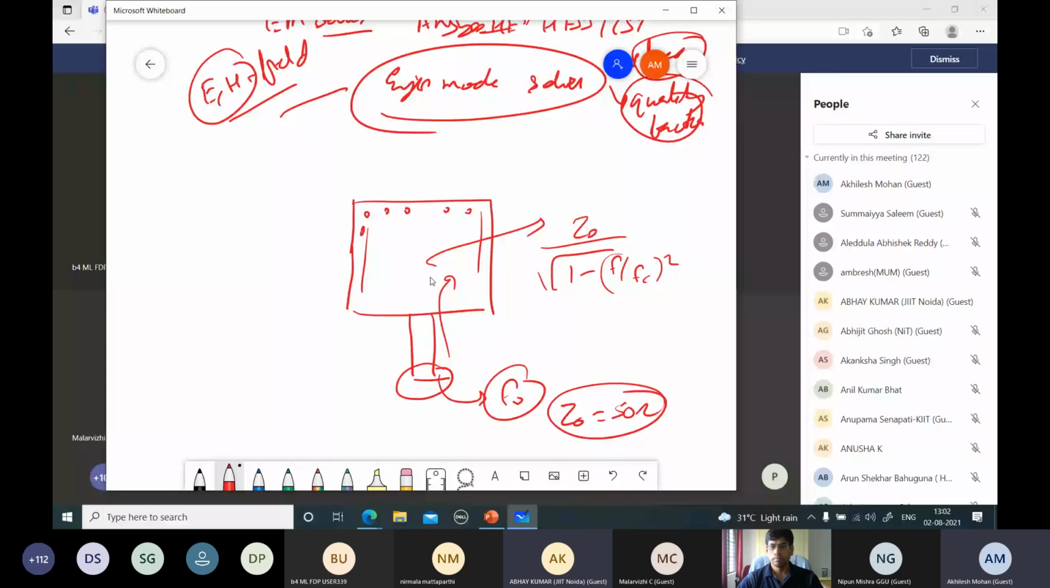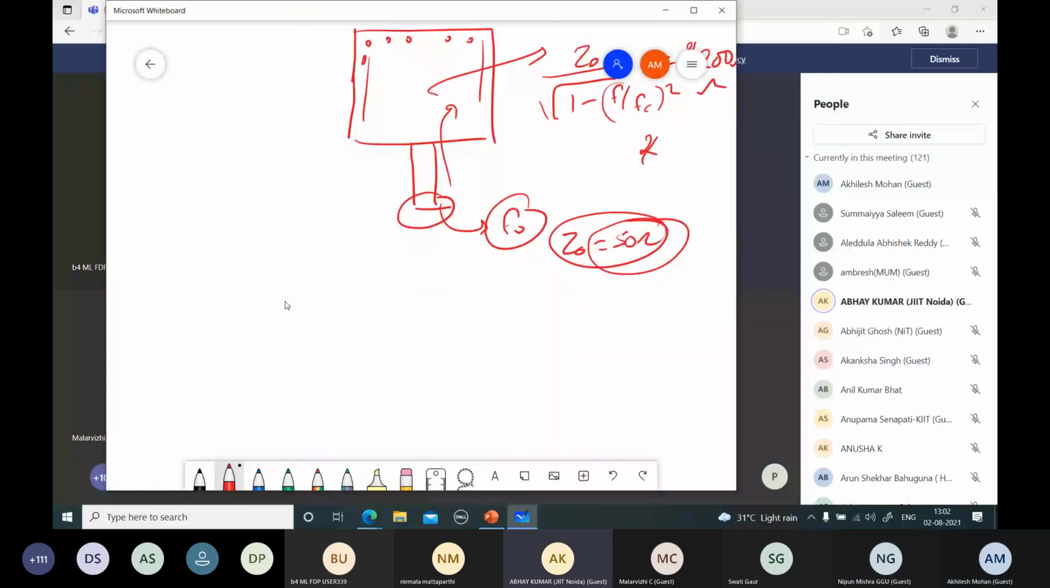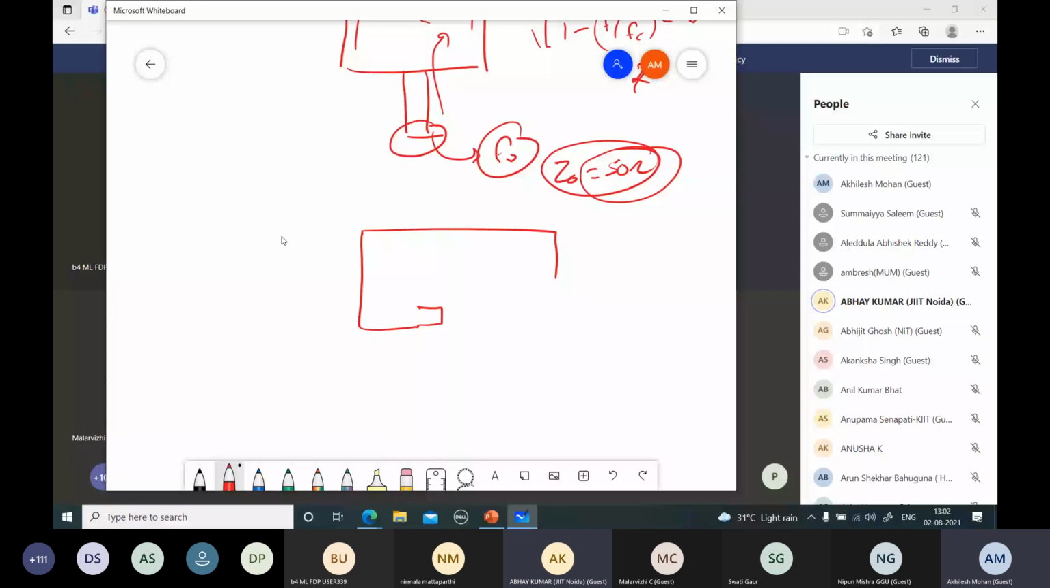Now we have to match this 50 ohm to this one, or maybe some lower values, let's say 20, or maybe some lesser value. Generally, it is lesser. So how to match it? If you don't match it, then you won't be able to feed. To do that, what we do is apply an inset type of feed, something like this. This type of feed.